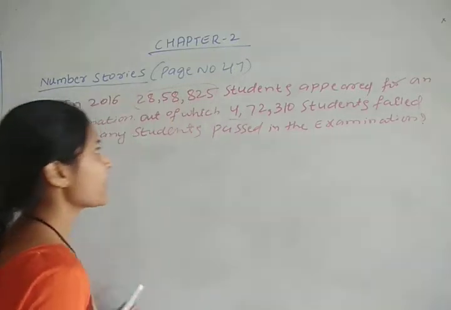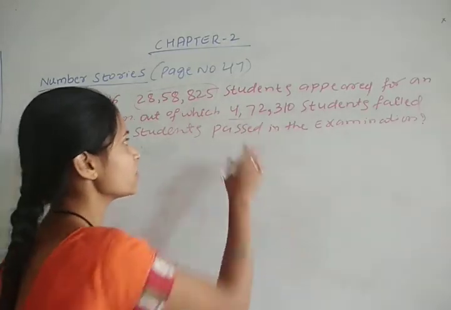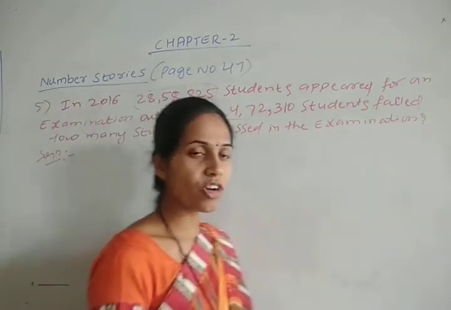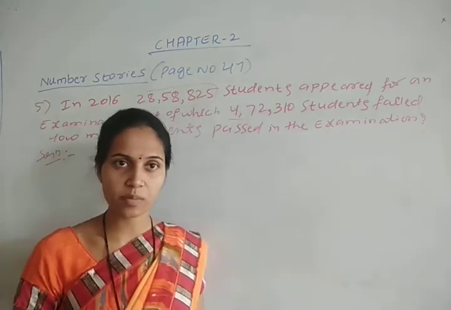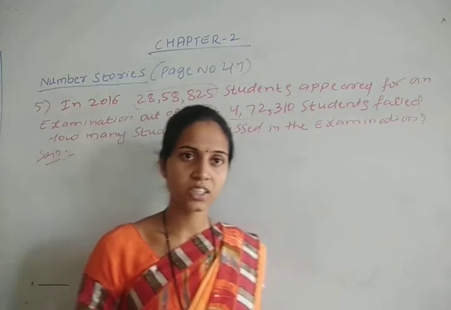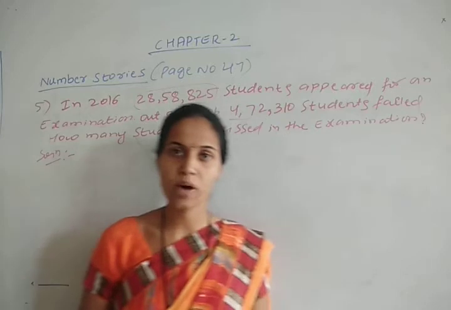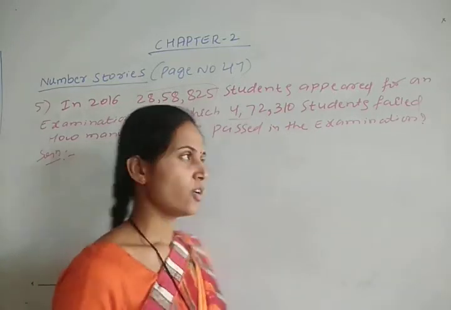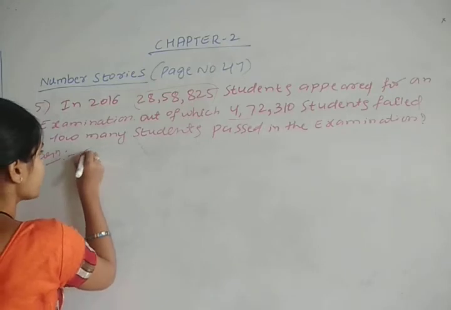If we subtract the number of students who failed the examination from the total number of students who appeared for the examination, we will get the result which will indicate the total number of students who passed the examination. Now let us do the solution.